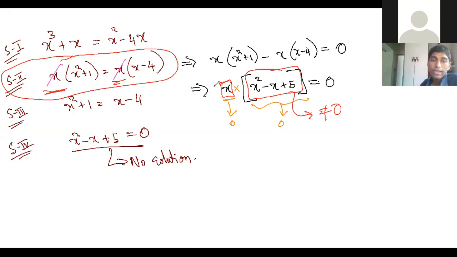Yes, sir. So the mistake which students make is that whenever you cancel out a term like this, you're missing out on a solution. In school, maybe it was not so important, but now in higher classes, you'll be asked to find all the solutions of a particular equation. So then it becomes important. Every step you're doing becomes very important. Okay.